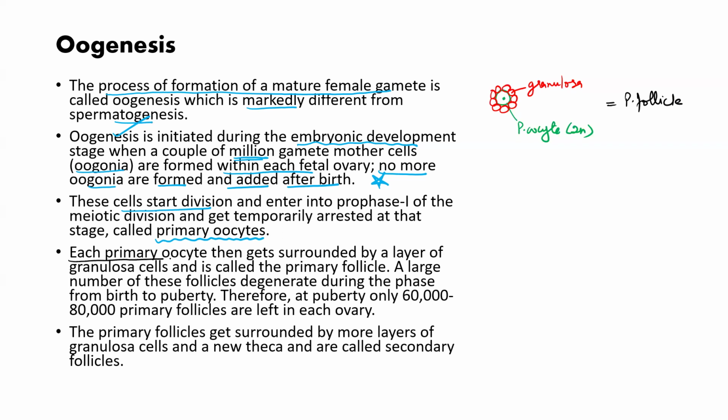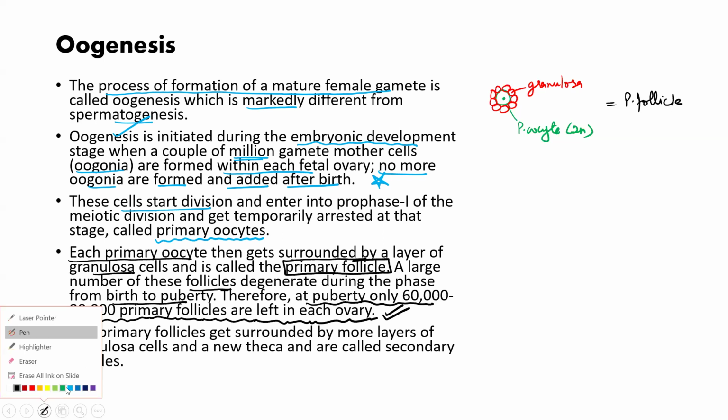So each primary oocyte is surrounded by a layer of granulosa cells, and this structure is now known as a primary follicle. And these follicles will degenerate from birth to puberty. It means at puberty only 60,000 to 80,000 primary follicles are left in each ovary. Is it clear? This much is left in each ovary. At puberty, each primary oocyte will enter the next stage to make the secondary follicle and tertiary follicle.